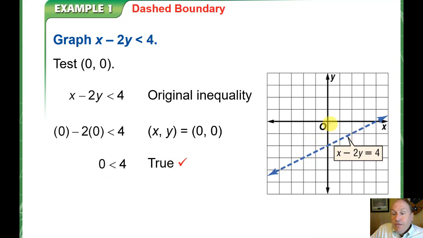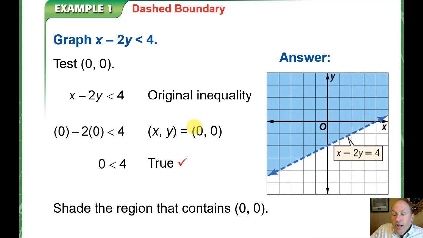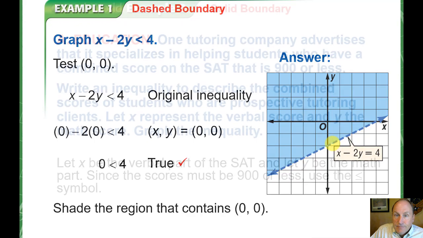0 is less than 4. That's a true statement. Therefore, the origin, 0, 0, is in the half plane on the top half of this boundary line. So what I'm going to do is shade that region that contains the test point. And so every point within this half plane is a solution to the linear inequality x minus 2y less than 4. It's important to note that the boundary line is not part of the solution in this case because it is just a less than.